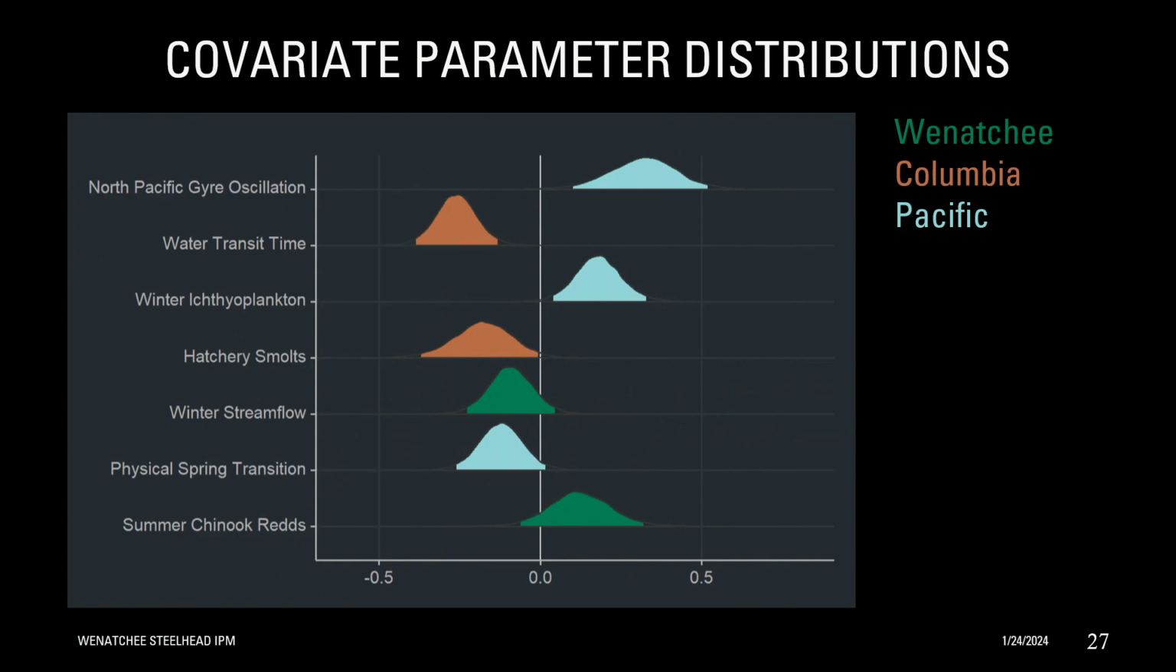These are the distributions for the environmental effects. Long story short, the colored areas represent 95% credible intervals, and the farther they are from the vertical white line, the stronger the effect and the more likely they are to be real. There are a lot of caveats associated with this, but the bottom line is that there are pretty compelling signals for ocean conditions and the hydro system affecting Wenatchee steelhead recruitment, and there are at least some interesting possibilities in the freshwater environment in the river as well.